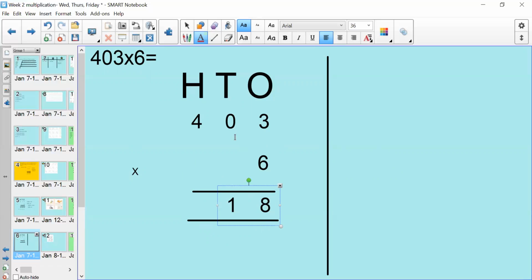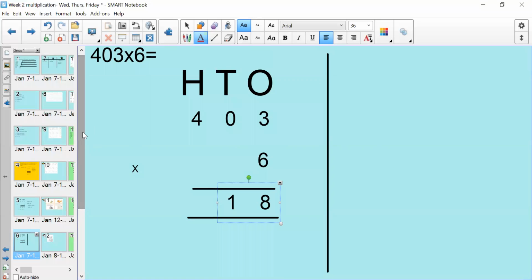And then we've got 6 times 0. So we know that anything times 0 is nothing, because there's nothing to multiply in the tens column. So we could just leave that out, or you could just place in 0 if you wanted to, or just leave it blank. And then the last column is 6 times 400.